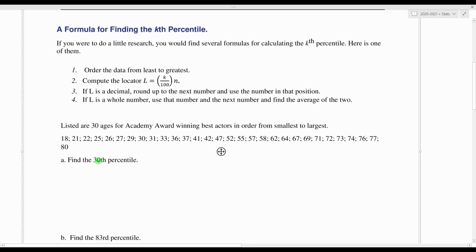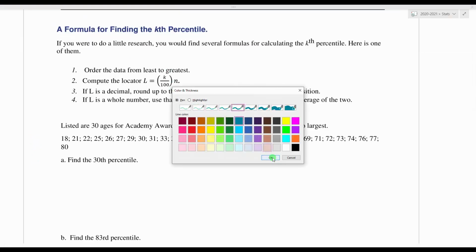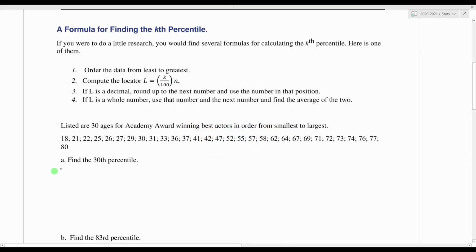So this one specifically says that we want to find the 30th percentile. So what that means is if I'm looking at my formula here, K equals 30, because we want the 30th percentile. And we know that N is also going to be 30 because they tell us that there are 30 pieces of data in this ordered set.